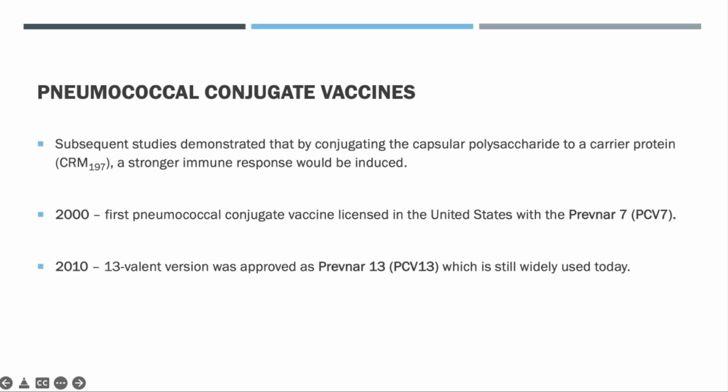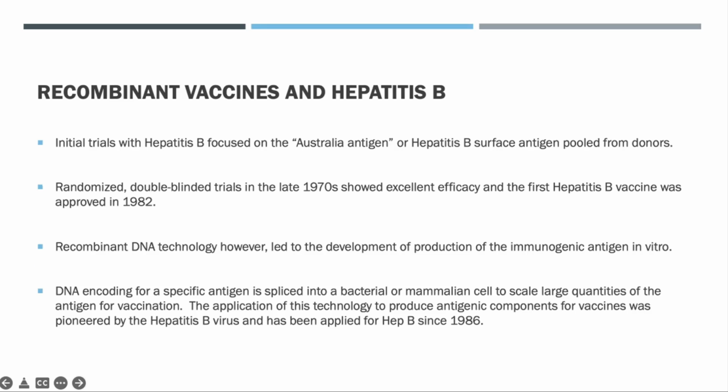As far as pneumococcal conjugate vaccines that came about later, some subsequent studies showed that conjugating that polysaccharide to a carrier protein actually introduced a stronger immune response. And then in 2000, the first pneumococcal conjugate vaccine was licensed in the U.S. as the Prevnar 7. In 2010, we had the 13-valent version, which is still widely used today. Some studies exploring vaccines against even more strains are ongoing.